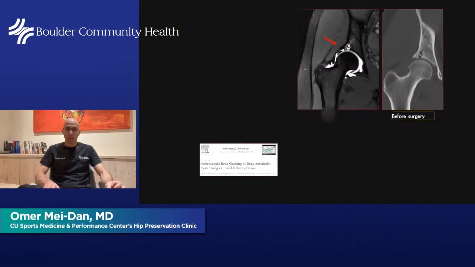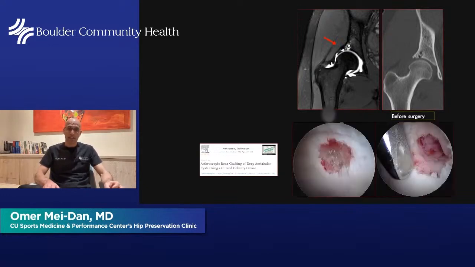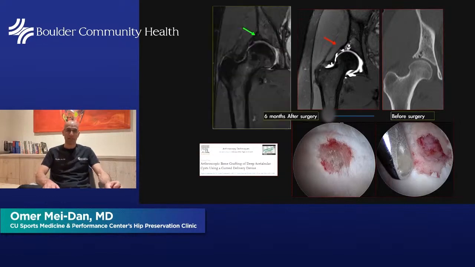You can see here an MRI of a patient that had significant cartilage damage and subchondral cystic changes. And in these cases, we have to fill in the cyst the same way we fill a cavity in the teeth with a dentist. We have to fill it with bone in order to make sure that it would heal well. And you can see an MRI that came 6 months later, how that whole area is now completely healed because we were arthroscopically filling that bone.